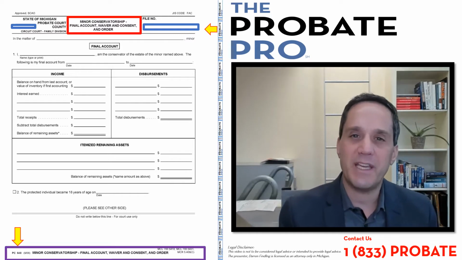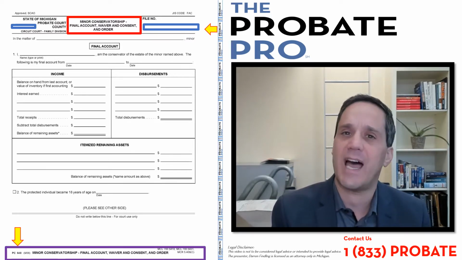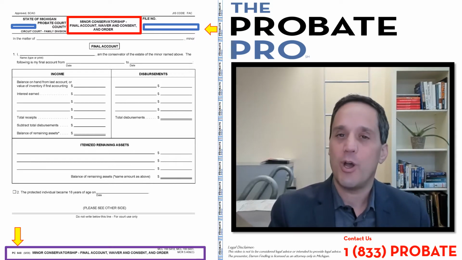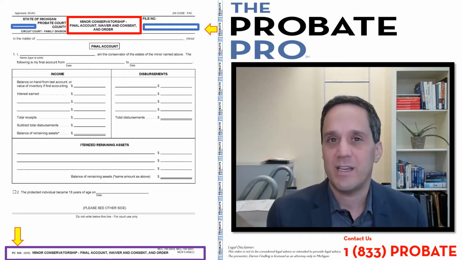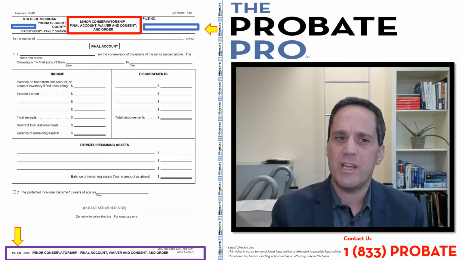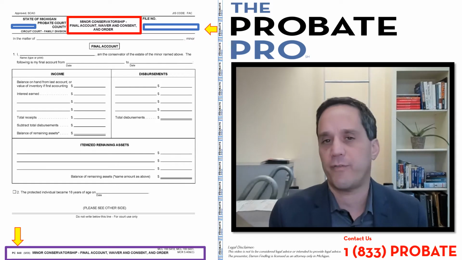This probably is going to be used when somebody is 18 years old and it's time to turn the assets from their minor conservatorship over to them as an adult. That's the purpose of this particular SCAO form. Minor conservatorship, it's a final account, it's a consent and order all wrapped into one court form.